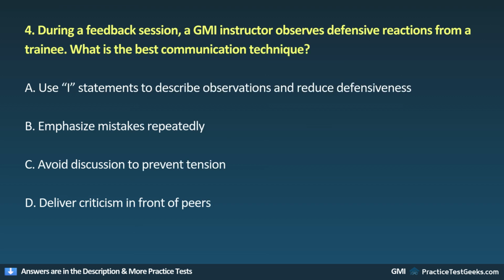4. During a feedback session, a GMI instructor observes defensive reactions from a trainee. What is the best communication technique? A. Use I statements to describe observations and reduce defensiveness. B. Emphasize mistakes repeatedly. C. Avoid discussion to prevent tension. D. Deliver criticism in front of peers.